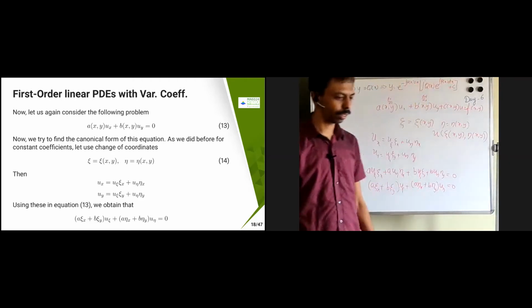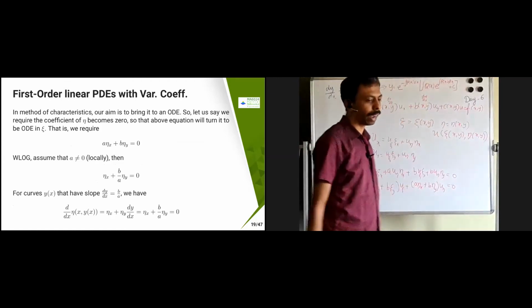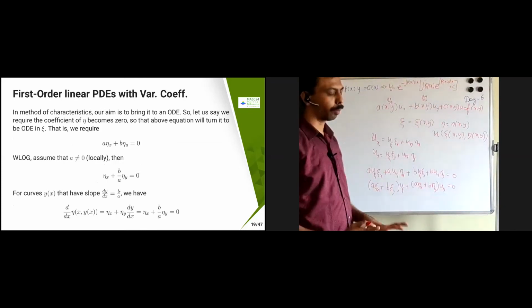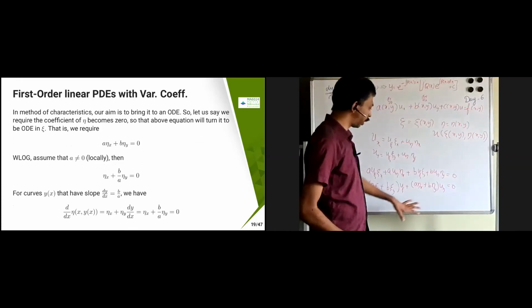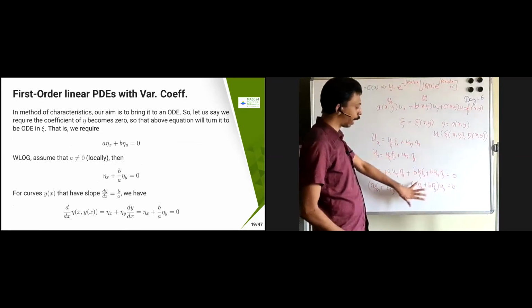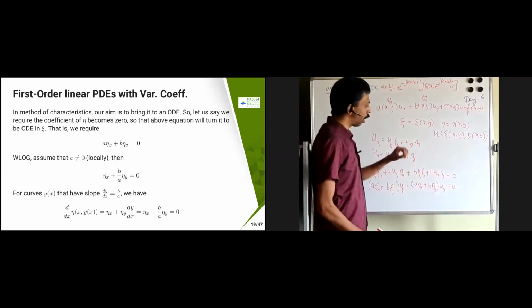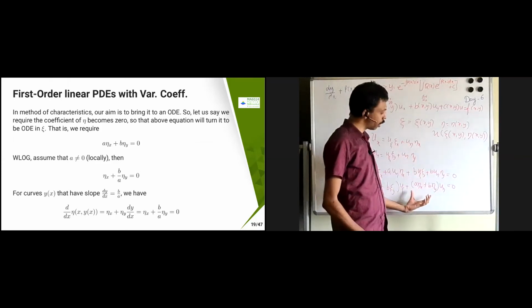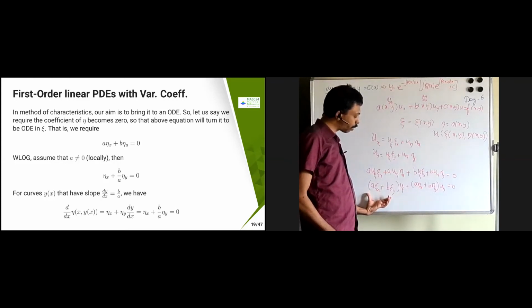Characteristic equations. Our aim is to bring it to an ODE, but it is not coming. So let us set the required coefficient of eta to 0. I'm just trying to make this one become 0. I'm trying to find my eta_x and eta_y because, as I said, this is my idea. I'm just going to fix chi here, only eta I'm going to choose. So I'm trying to see if I can make this term 0, then it will be only in terms of u_chi.